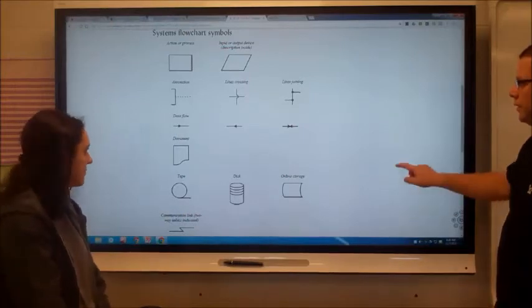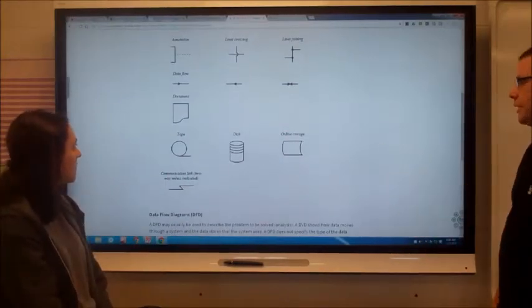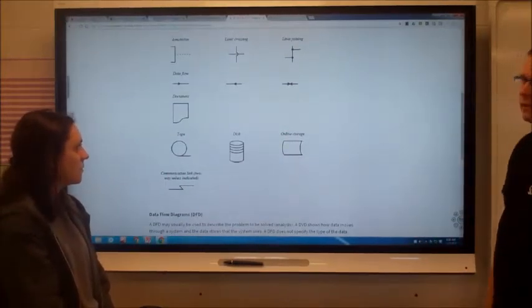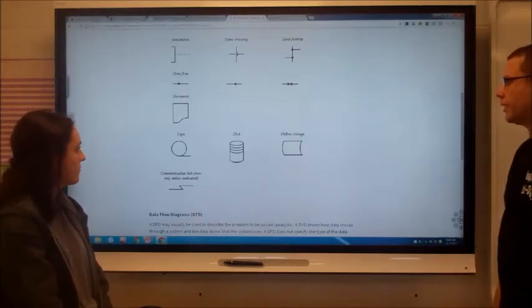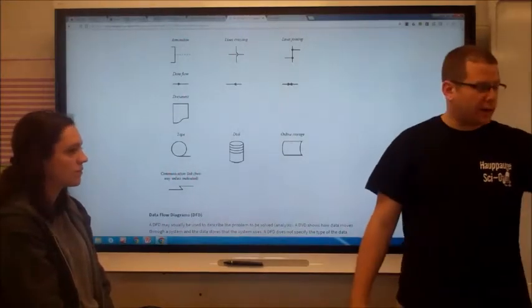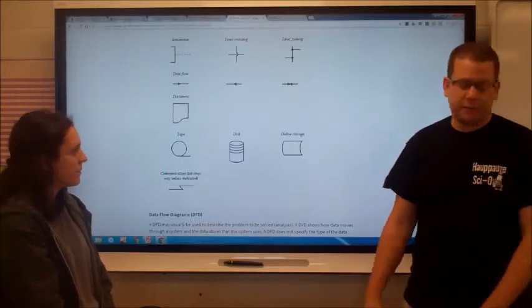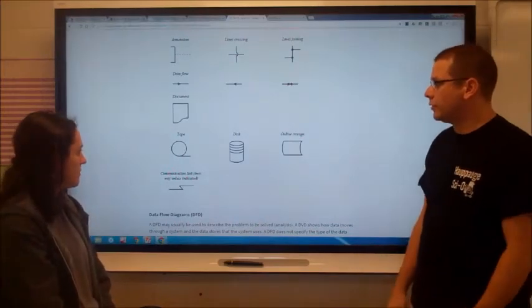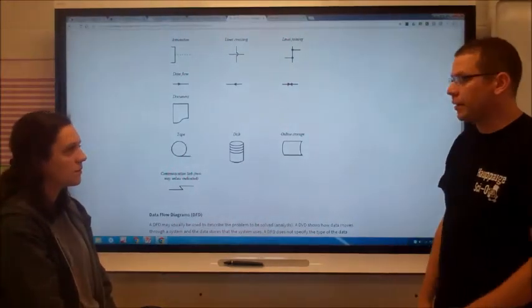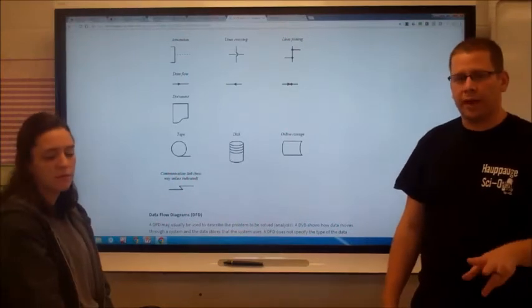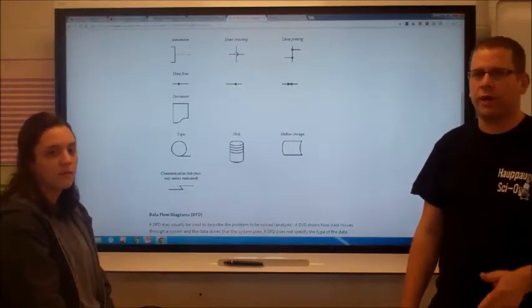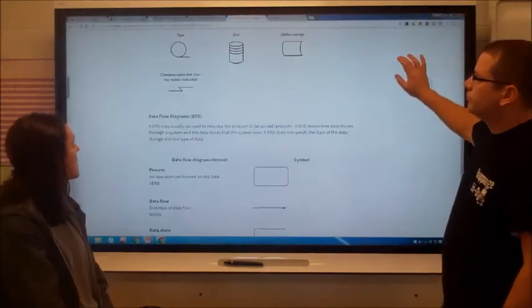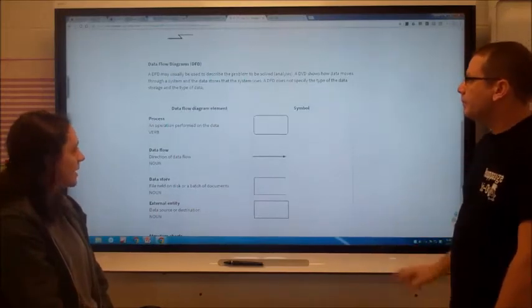So then you've got a document, you've got a tape, you've got disk and online storage. I haven't seen tape too often, so I wouldn't really worry about it. But your disk is going to be like hard disk storage in your desktop. Your online storage is cloud storage. And then you have the communication link. Communication links are always two-way unless you say there's only one direction. So that's it for our system flow diagrams.